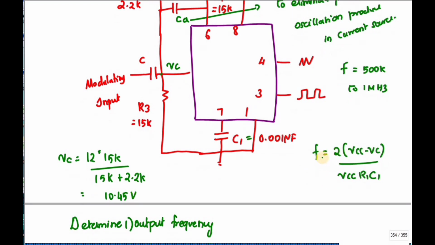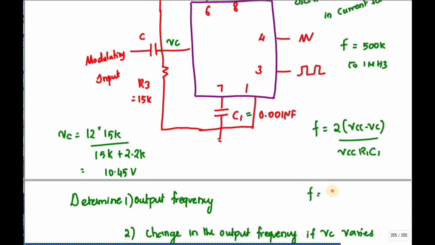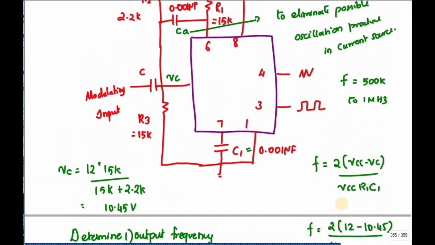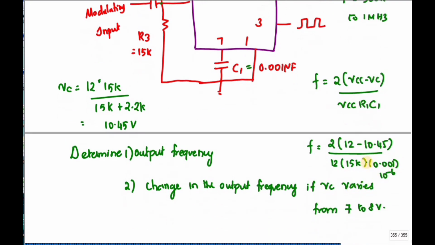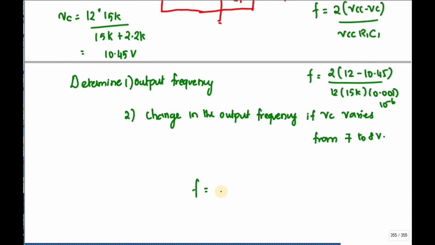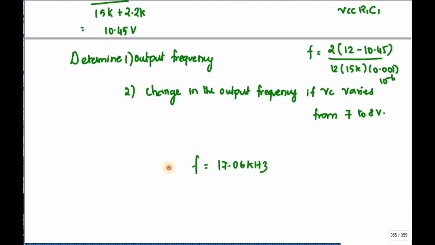So I substitute in this formula. F is equal to 2 into 12 minus 10.45 divided by 12 into R1, which is 15K, and C1 is 0.001 microfarad. So if we solve, you will get F, that is my output frequency, equal to 17.06 kilohertz.